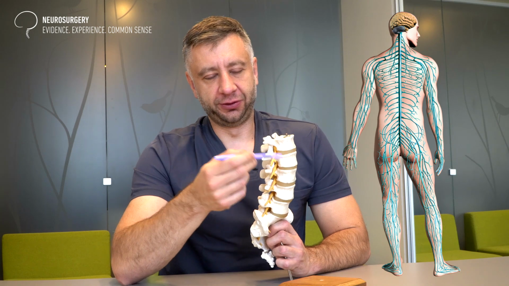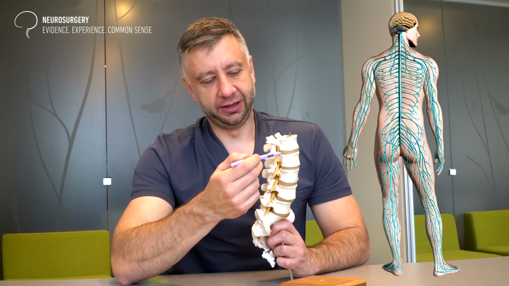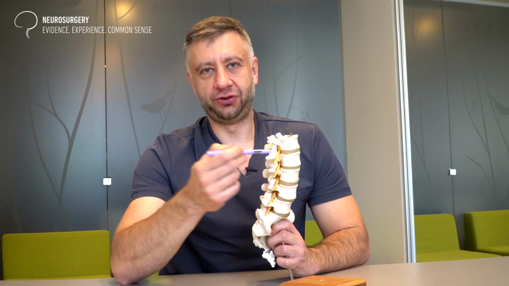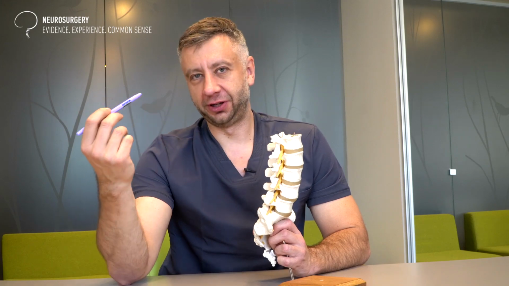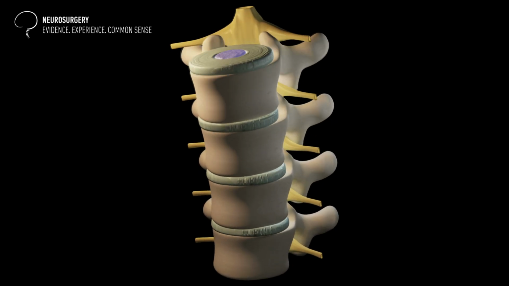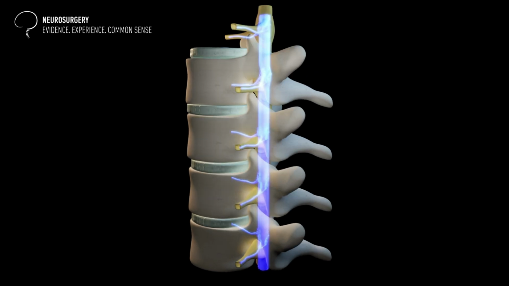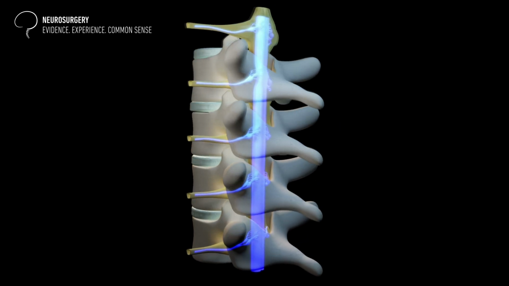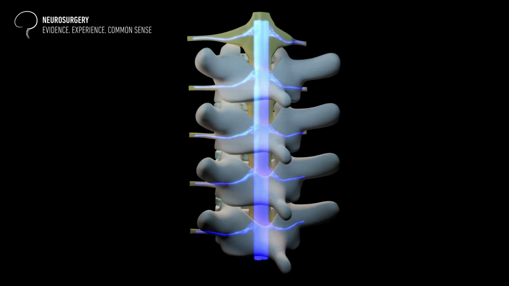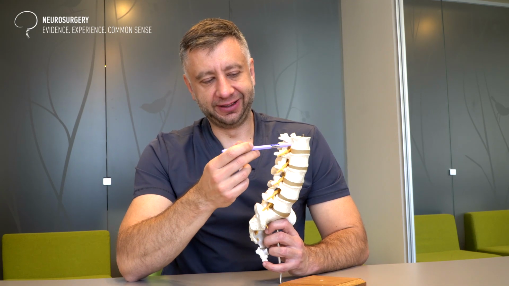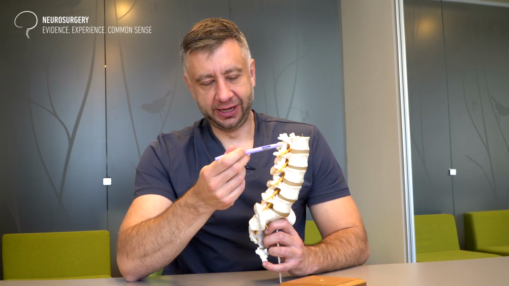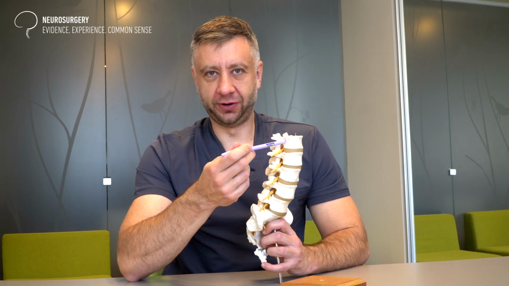In between the vertebral bodies there are intervertebral discs which are formed from cartilage. They are elastic, they allow us to bend forwards and backwards and sideways, and they also act as shock absorbers. So nerve roots leave the spinal canal in between each two vertebrae.